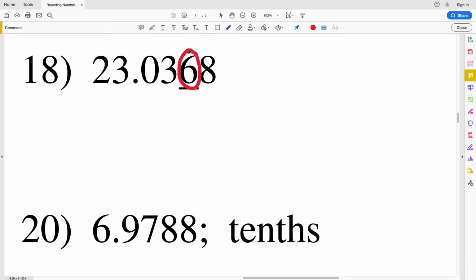However, we're rounding to the nearest thousandths place. And because the digit after is 8, which is greater than 5, we're rounding up. So adding 1 to 6, that will become 7. So this will be 23 and 37 thousandths, 23.037.